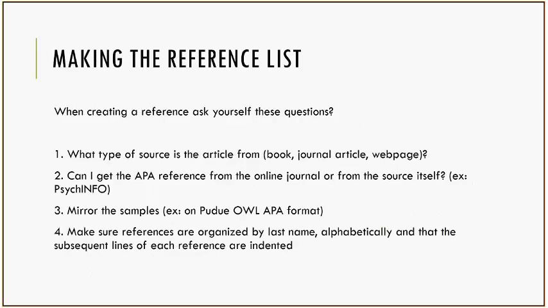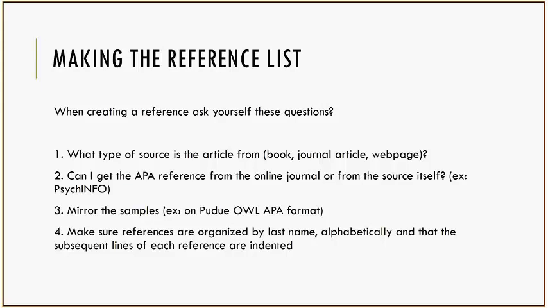Okay. So, when creating a reference, you want to ask yourself these questions. What type of source is the article from? Are we looking at a book, a journal article, a web page? Because all of these have different requirements. Second question, can I get the APA reference from the online journal or from the source itself? For example, if you're looking on PsycInfo or another really good search engine through, let's say, My Alliance Library, often off to the right, if you go to Citation, they will have a pre-populated APA format citation for you. I would urge you to double check that it's done correctly, but it can save you a ton of time because often it's already pre-populated.